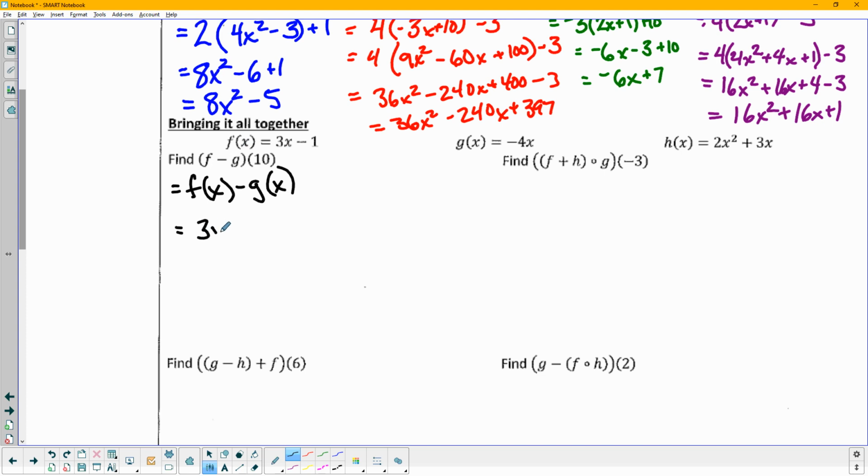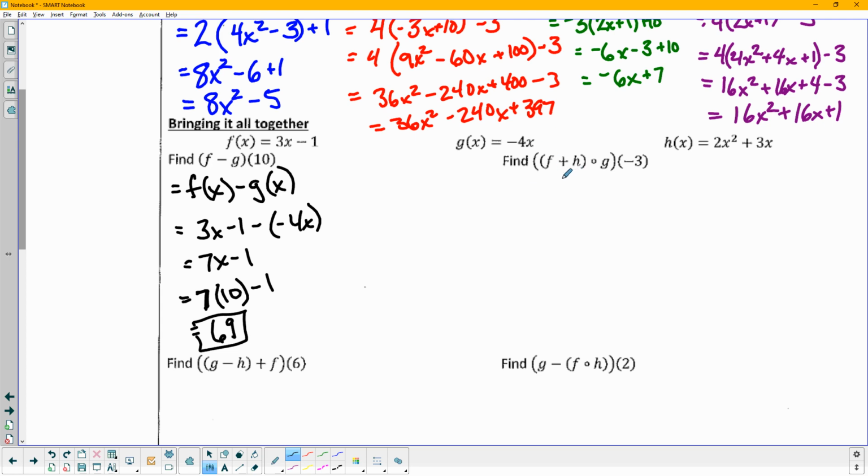And that one's actually not too bad. F of x is 3x minus 1. And then we're going to subtract negative 4x. So subtracting a negative is like adding a positive. So I've got 3x and 4x. That's 7x minus 1. Now I just want to figure that out at 10. I want 10 to be my input. Instead of x, I want 10. So I'm looking at 7 times 10 minus 1. 70 minus 1, we get 69.